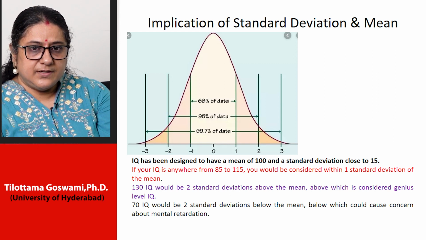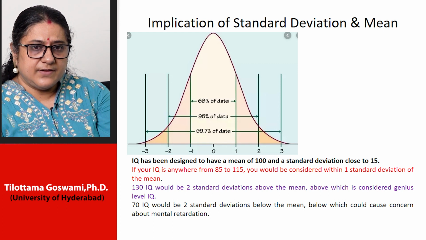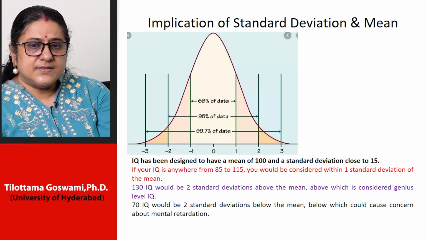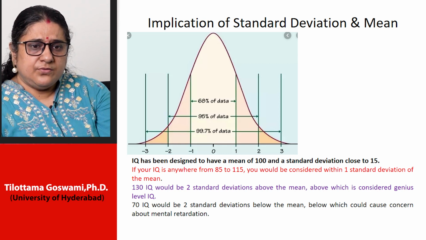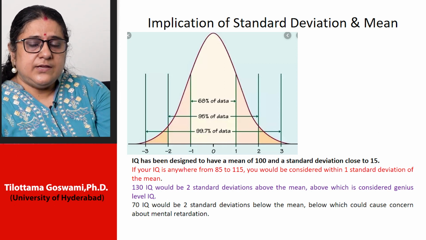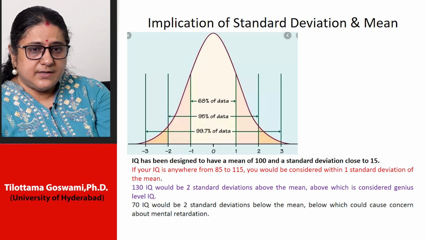What is the implication of the standard deviation and mean for a given data set? For example, take IQ with a mean of 100 and a standard deviation close to 15. So an IQ anywhere from 85 to 115 is within one standard deviation of the mean. An IQ value of 130 is 2 standard deviations above the mean, which is considered to be genius. A value of 70 is 2 standard deviations below the mean, which causes concern, and is also termed mental retardation.